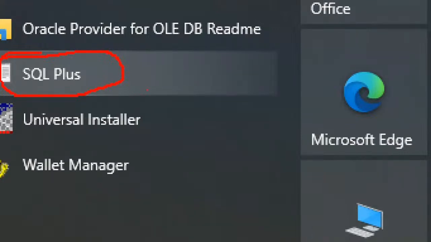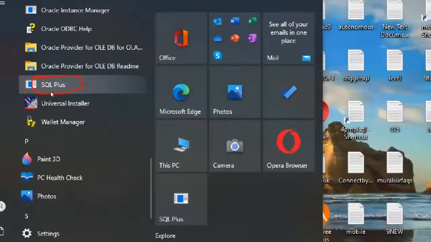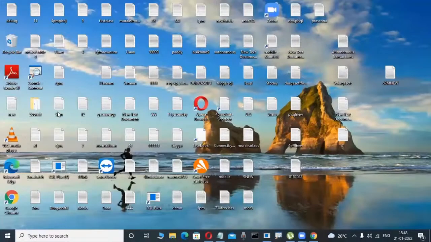Again, SQL Navigator is a tool. Toad is a tool. Those are all explicit tools, GUI tools. But this is SQL Plus. You are not required to load it. Once we load the Oracle software, that SQL Plus tool is automatically available.